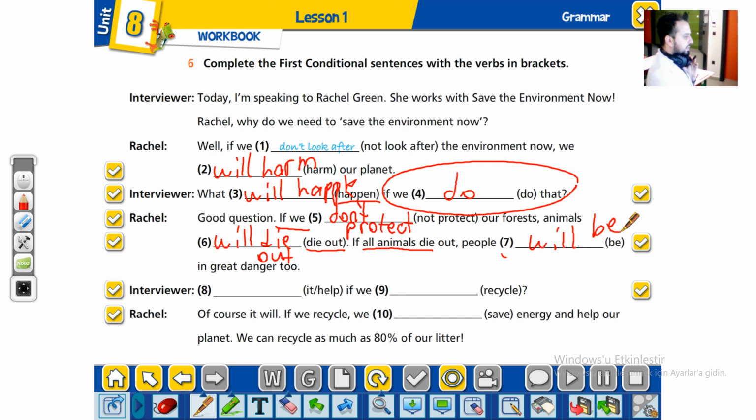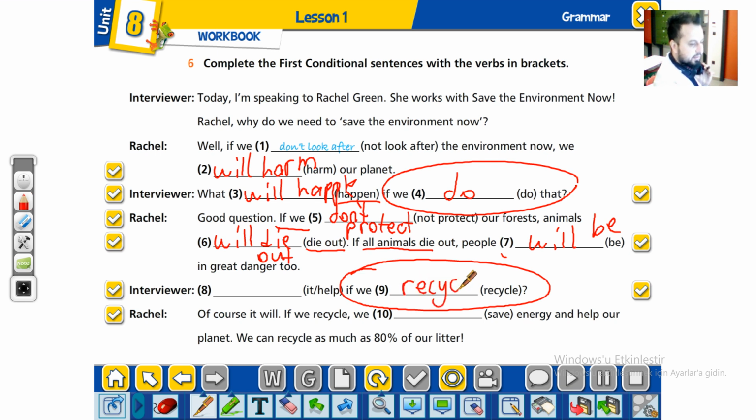And look at this sentence. There are two blanks in here. If clause is used in the second part, that means we are going to use simple present tense here. If we recycle, and we need to use future tense, will it help? If we recycle, eğer geri dönüşüm yaparsak bunun bir faydası olacak mı? Of course it will. Tabii ki de olacak.